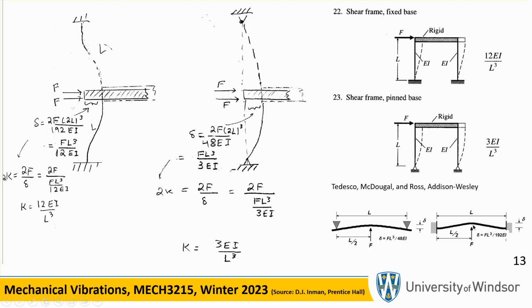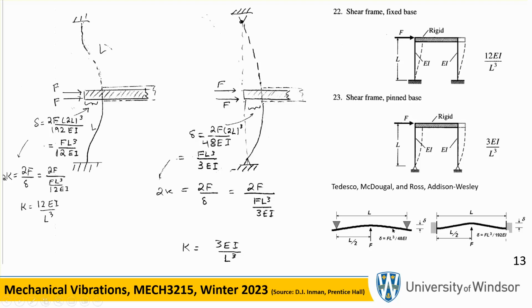This information, you put in a 2F. For F, you put 2F. And for L, you use 2L. And you clean it up, and you're going to get your ratio of F over delta equal to 12 EI over L cube. Okay? See there? 192, right there. This is FL cube over 192, except that I have two of them, two F's, and 2L. And the same thing on this side.